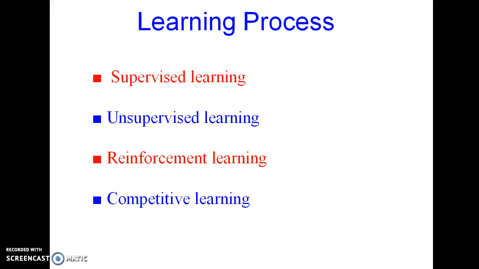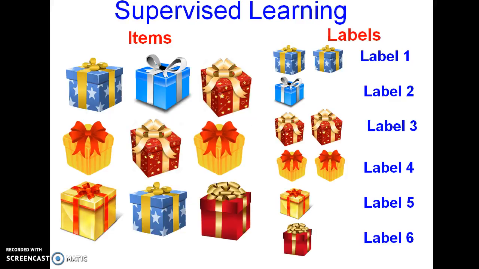Now I discuss four different learning processes of ANN, which are supervised, unsupervised, reinforcement and competitive. When it comes to supervised learning, you can see that there are different combinations of boxes from the design point of view as well as the color perspective.